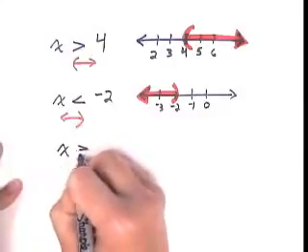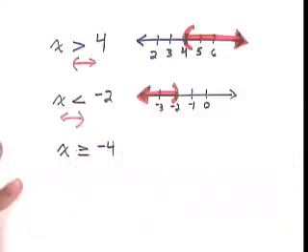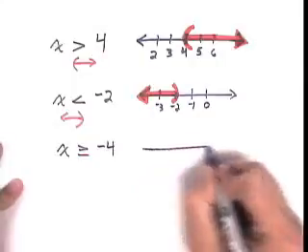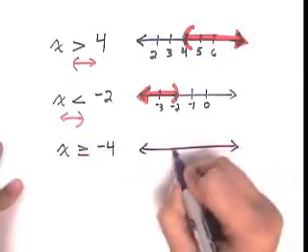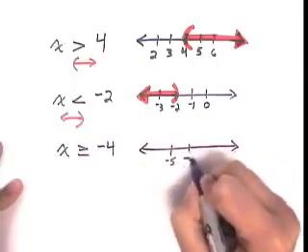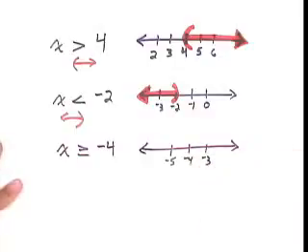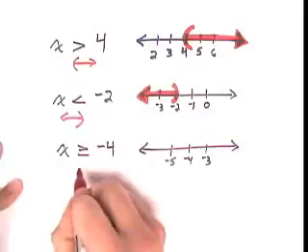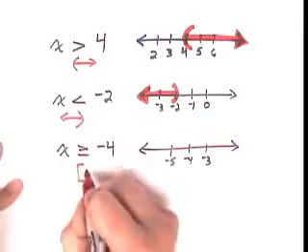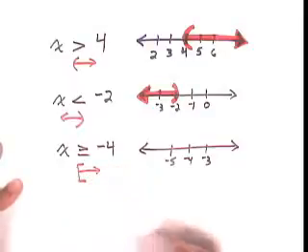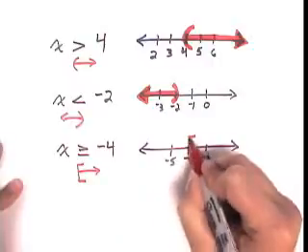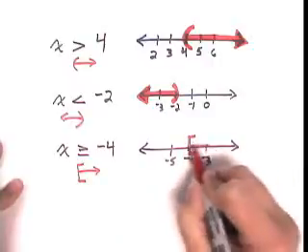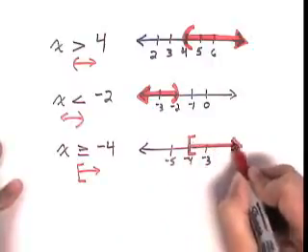Let's do x is greater than or equal to -4. Again, starting with the number line, I'm down in the negative values. If I want everything larger than -4, I'm going to use the bracket and an arrow to the right. It's that bracket that goes through my -4 and then shade to the right.